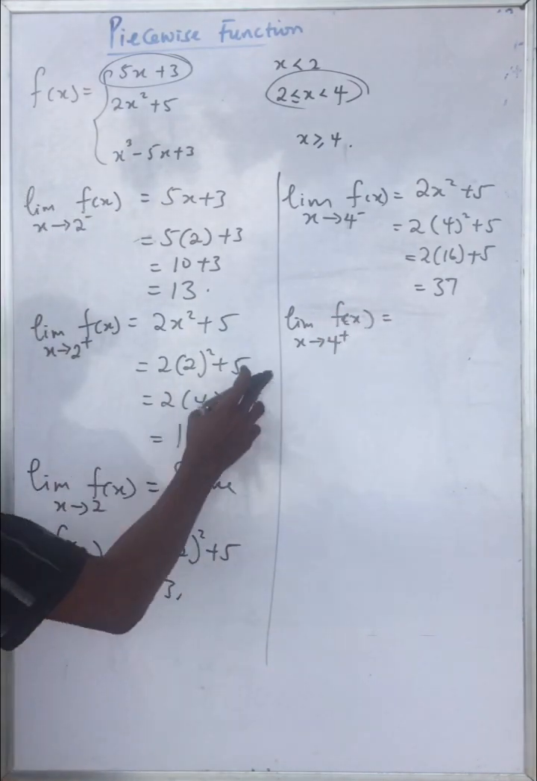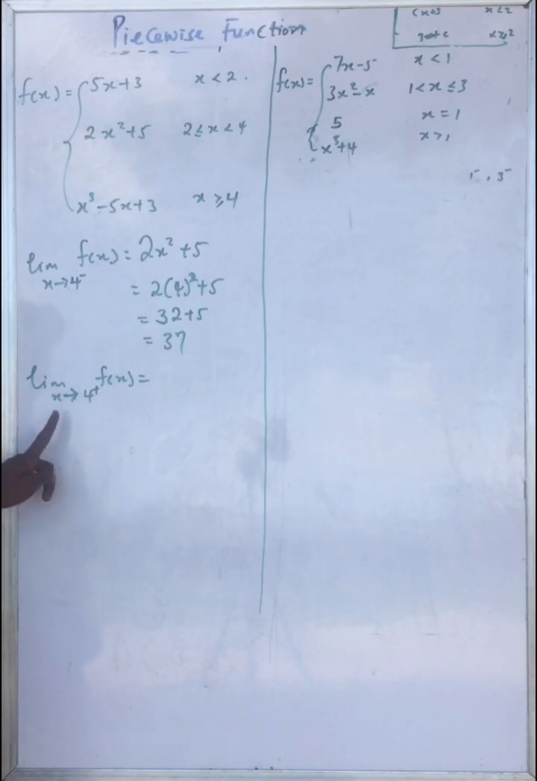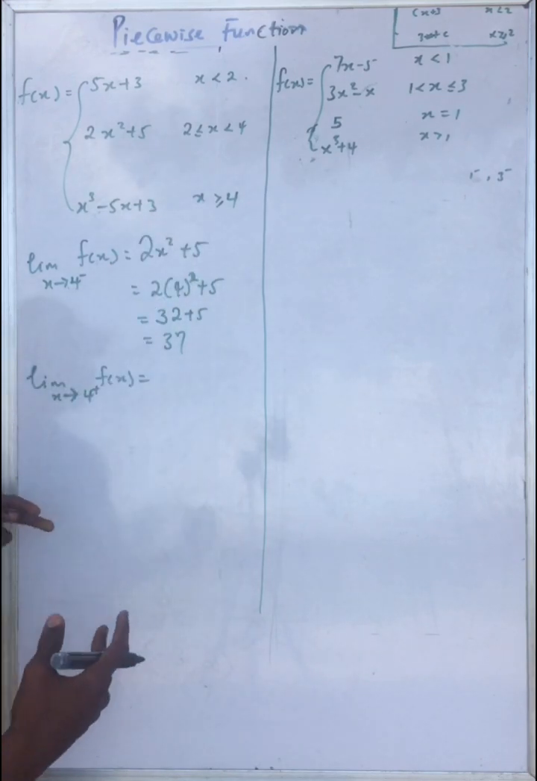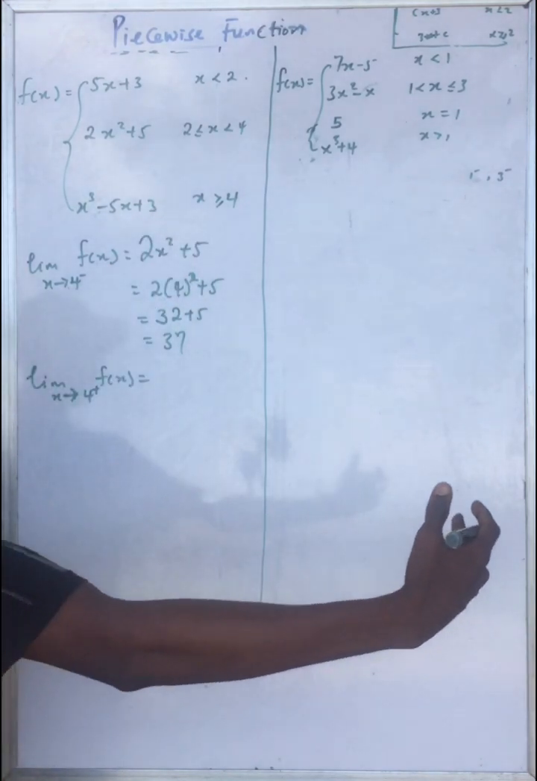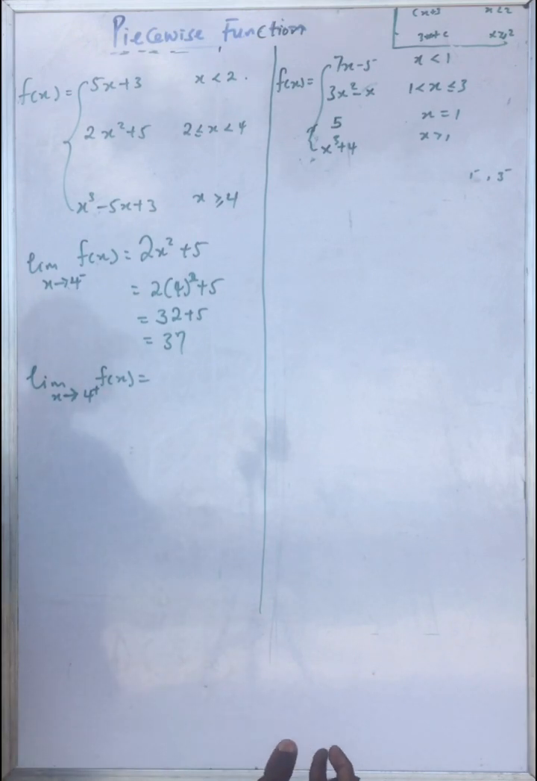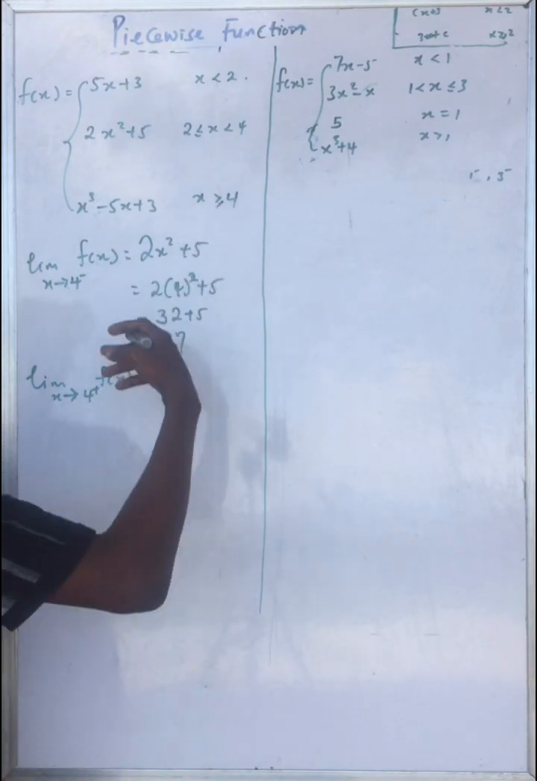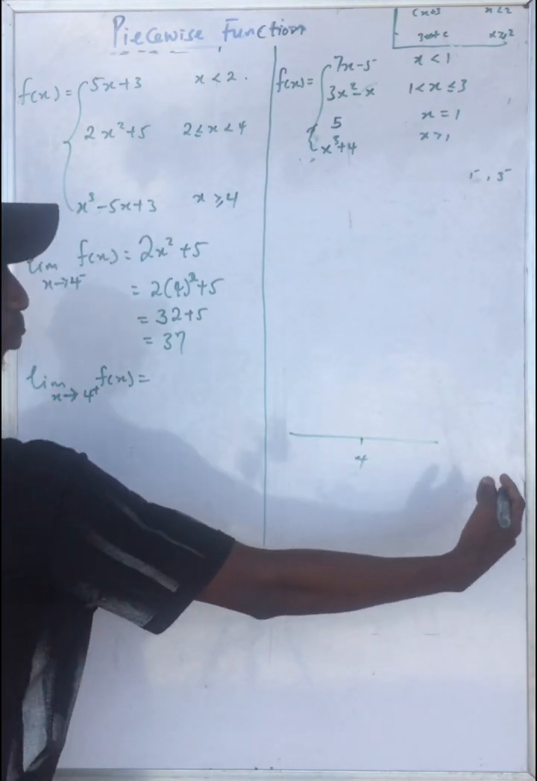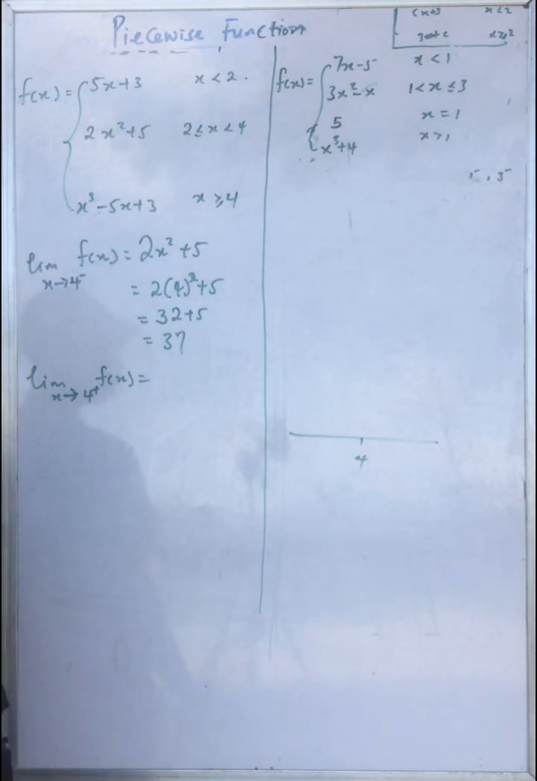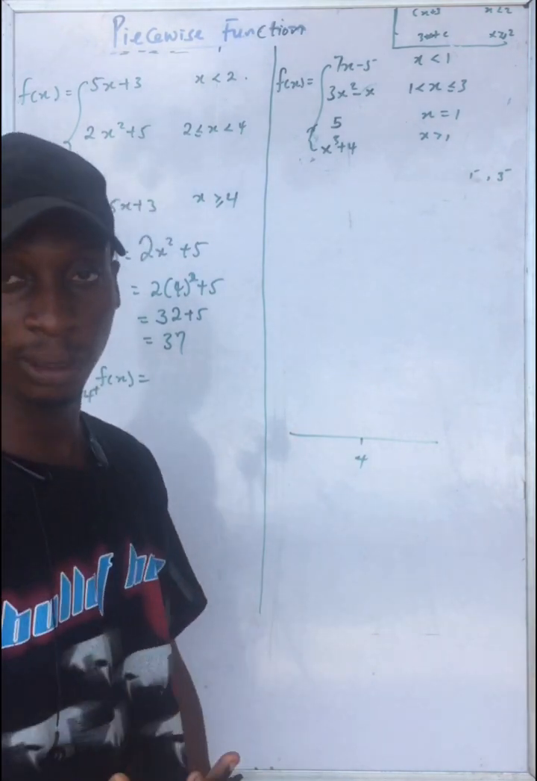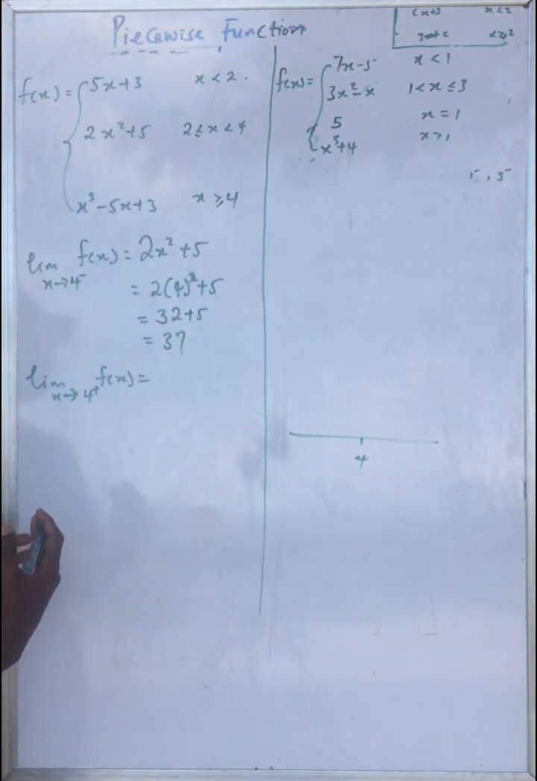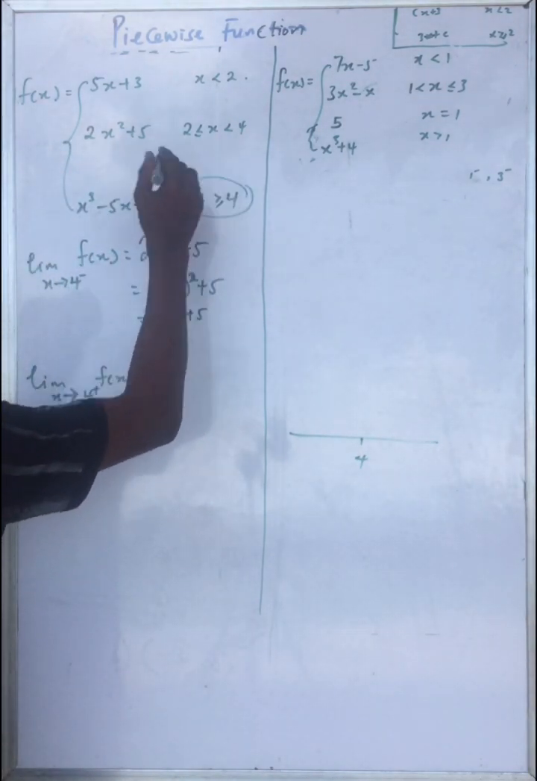So the limit as x approaches 4 from the right would then be, now look at it. We want to find the limit as x approaches 4 from the right in this case. x approaching 4 from the right includes numbers greater than 4. You understand now? Look at the region now. This is 4. Numbers approaching 4 from the right include 4.1, 4.2, 4.3, 4.4, and so on. In that region, we are going to see those values in this region here.